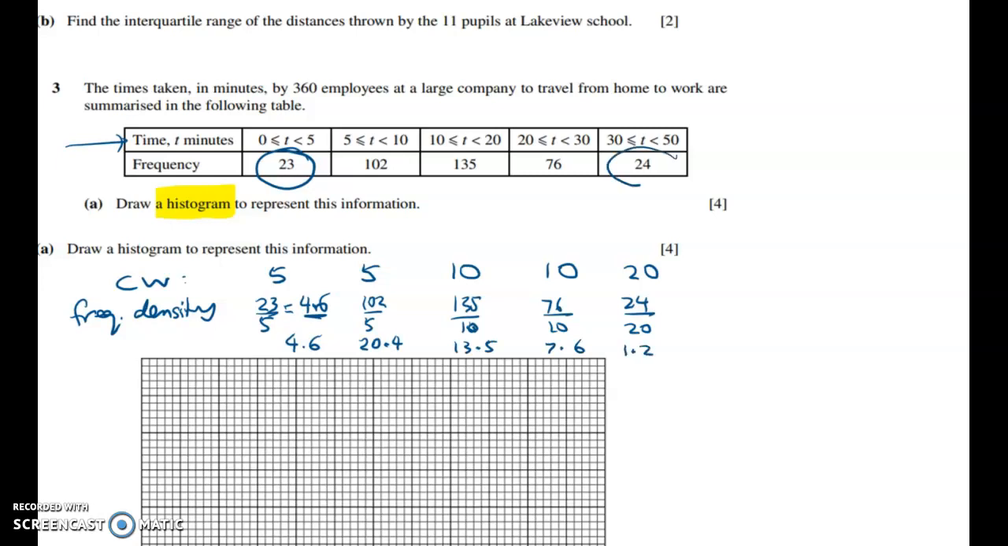Right, so what we're saying is that having 24 people, when you're spreading them out over 20 different values, or over a span of 20, is not as big of a deal as having 23 people concentrated over 5 minutes.